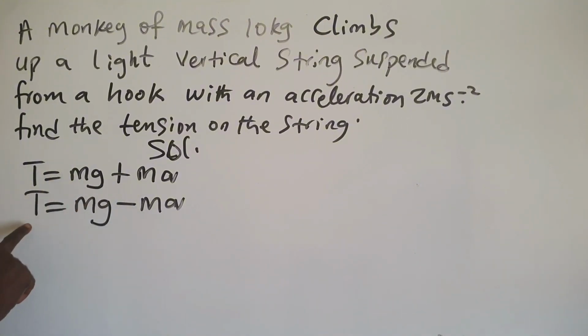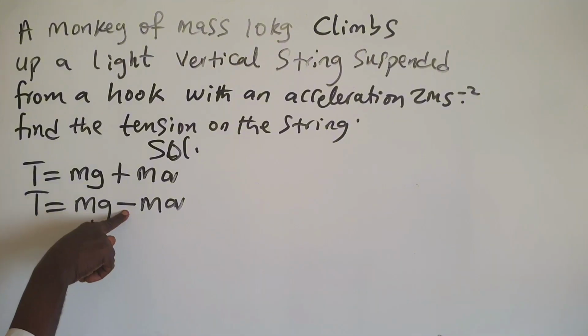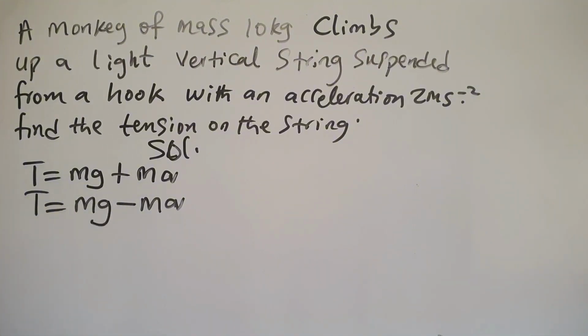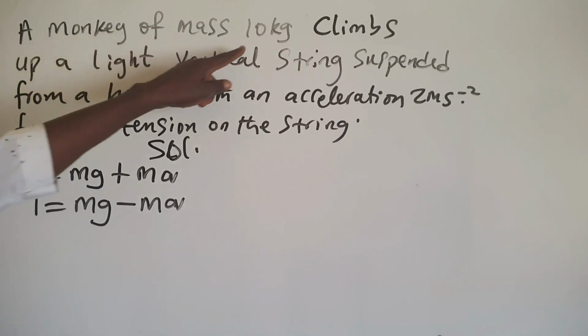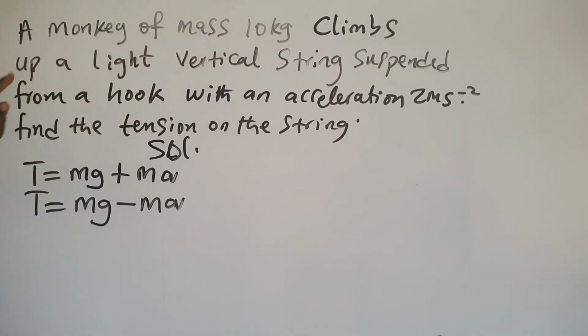But if the object is going downward, you now see that the tension is acting upward, while the object is moving downward. So the movement is now opposite to the tension, because tension is acting upward. Therefore, since the movement of that object is opposite to the tension, that is why we now put minus here, okay?